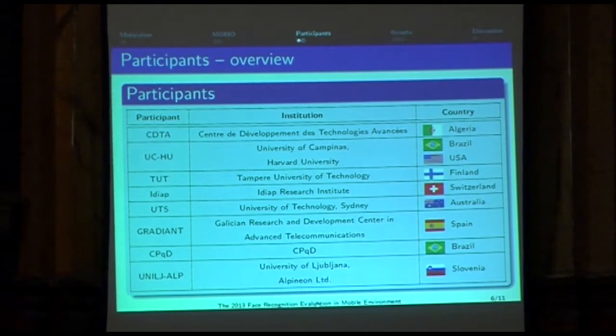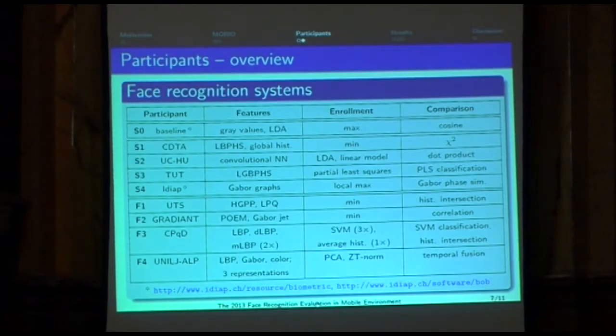In total, we had 8 participants from 8 different countries, which successfully submitted the scores for both the development set and the evaluation set. And they also had to provide a system description, which I will just briefly introduce here. There was a baseline system that we provided as open source, which was a simple LDA based on gray values and compared with the cosine similarity function. There were 4 simple systems and 4 fusion systems.